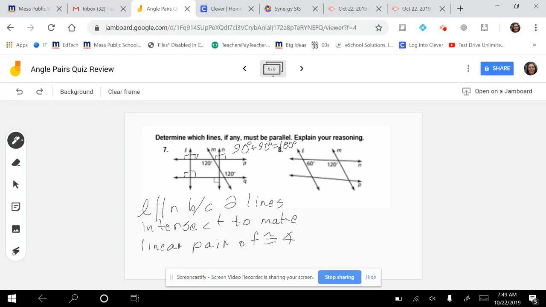Okay. So on these ones, I can use consecutive. L is parallel to M because 60 degrees plus 120 is equal to 180 degrees, which means that they are consecutive. So these angles right here are consecutive interior. So consecutive, so same side, inside.